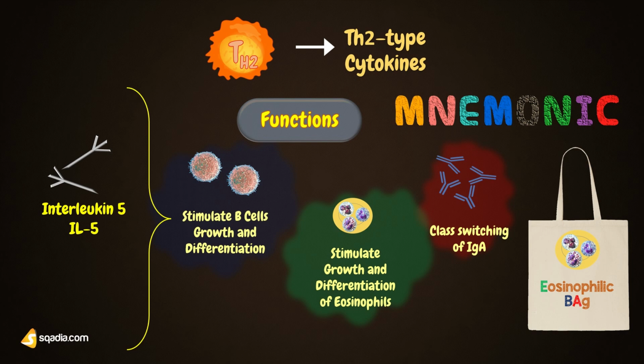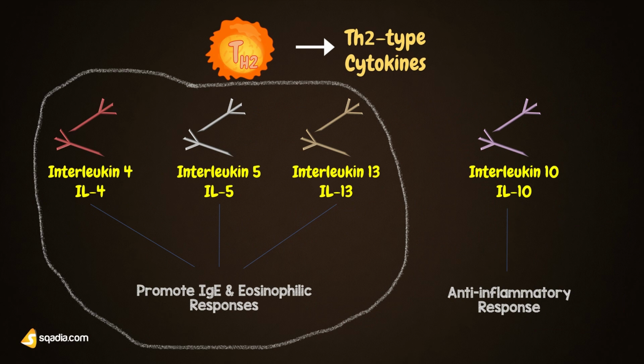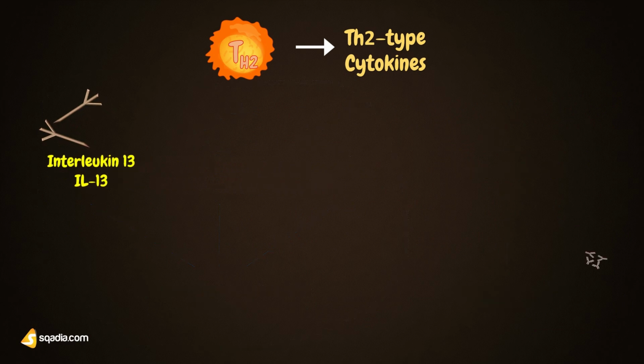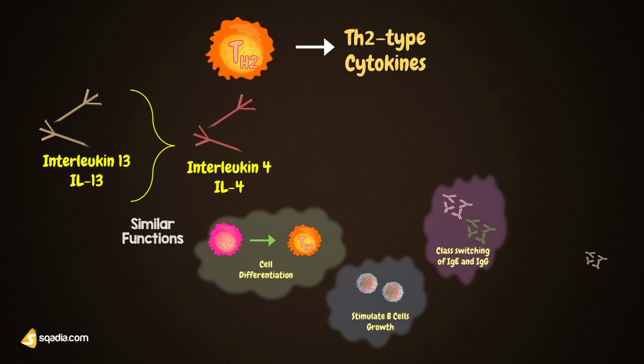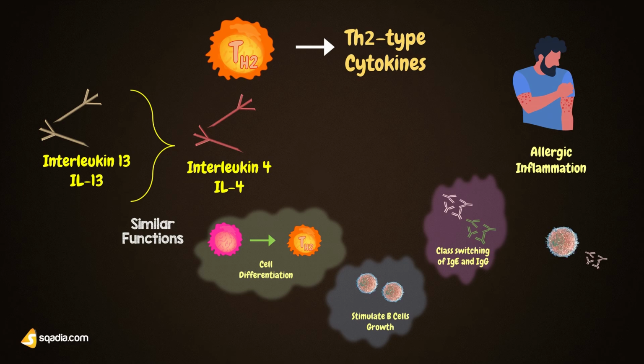The third Th2-type cytokine is interleukin 13. The effects of IL-13 on immune cells are similar to those of IL-4, as these cytokines share a common receptor subunit. Although IL-13 plays a predominant role in allergic inflammation by promoting bronchial hyperreactivity and overproduction of mucus, IL-13 also promotes isotype switching of B cells to produce IgE.